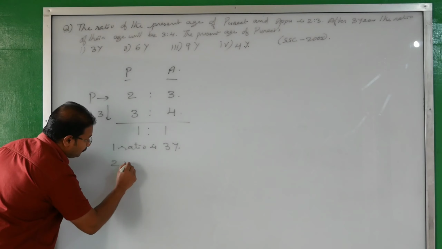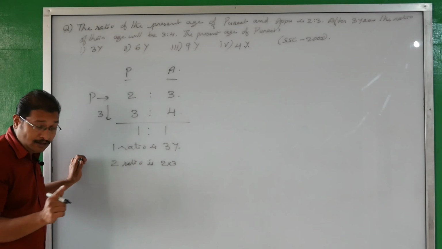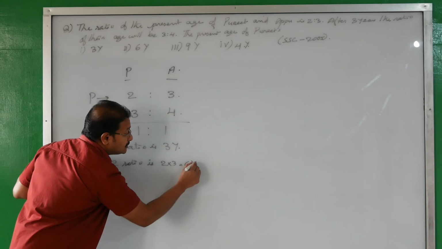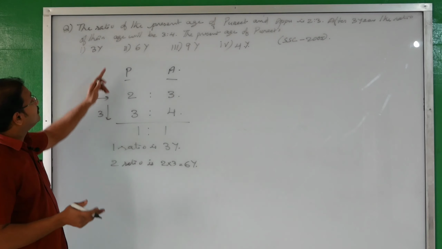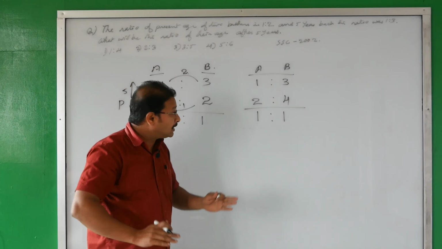So what will you do then? 2 ratio, 2 into 3. Because 1 ratio is 3, so 2 ratio means 2 into 3, that is 6 years. So your right option is, yes, the second option, that is 6 years. That means we got it now.